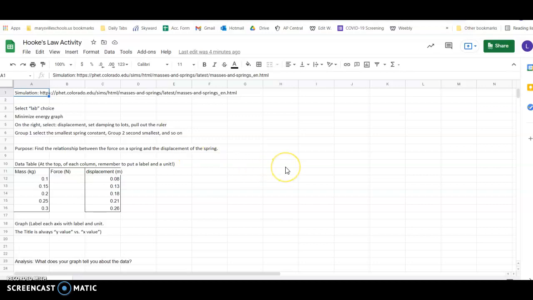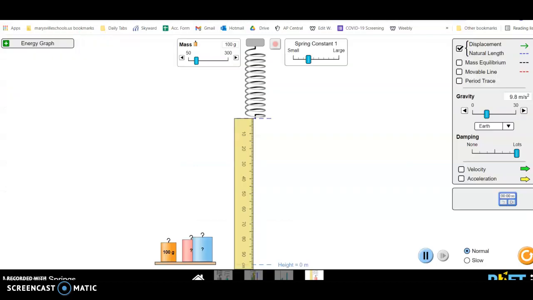Okay, this is help with the Hooke's Law activity. So what we did is we selected different masses from 100 grams, 150, 200, 250, and 300. You'll note that we had to convert those over into kilograms. And what we did on the simulation was we took the mass, we set our spring constant to a certain value. You'll notice that changes the spring.